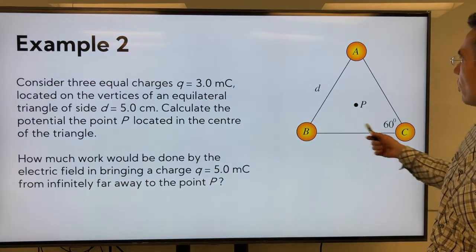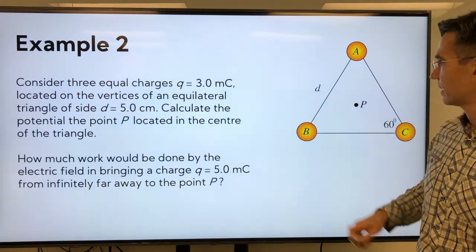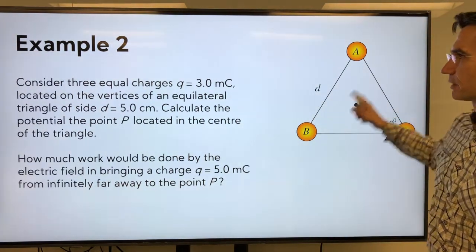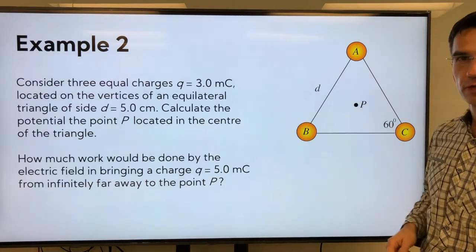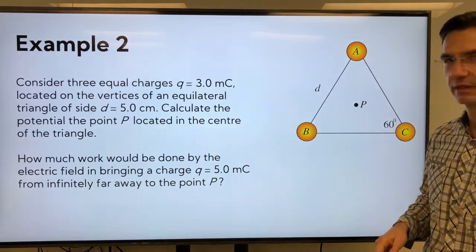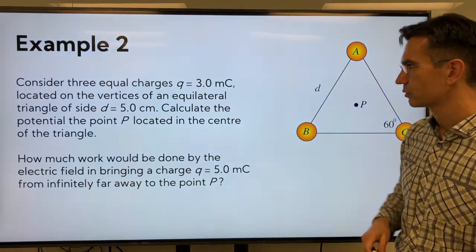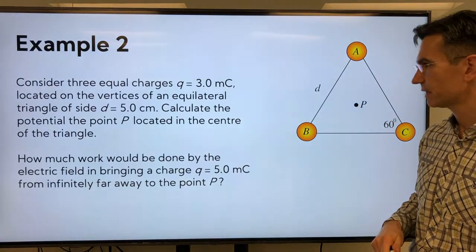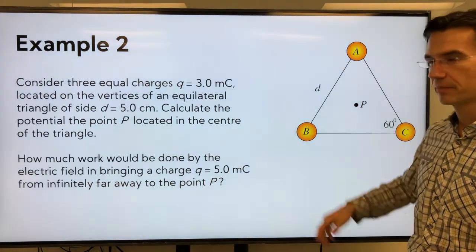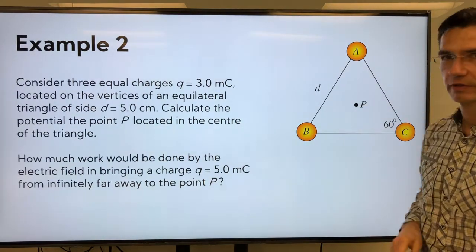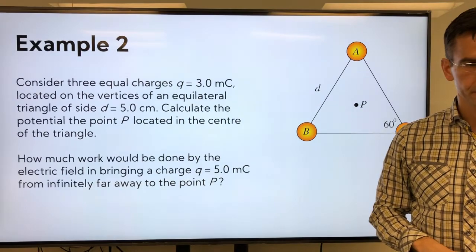So let them all have equal charges of 3 millicoulombs. And we know the sides of the triangle now, they're 5 centimeters. And we're asked to calculate what the electric potential is in the middle of the triangle, in the plane of it. And also then how much work would have to be done by the electric field in bringing a charge of 5 millicoulombs from infinity to this point P. So let's take the first part of the problem first.